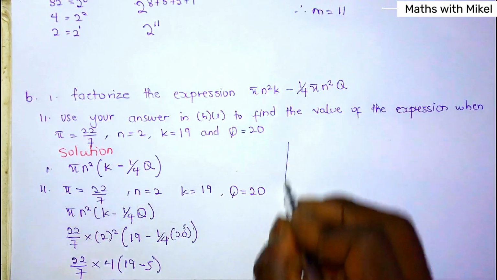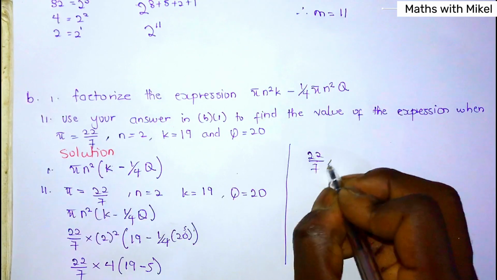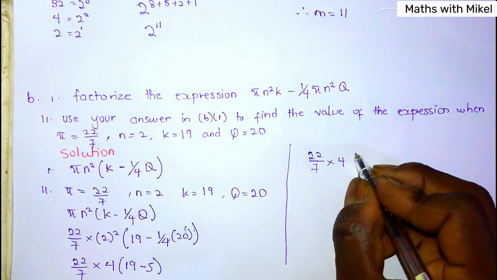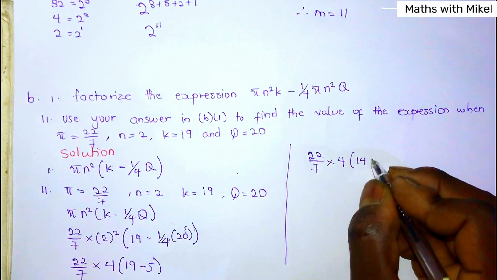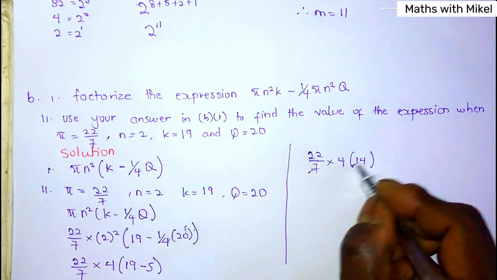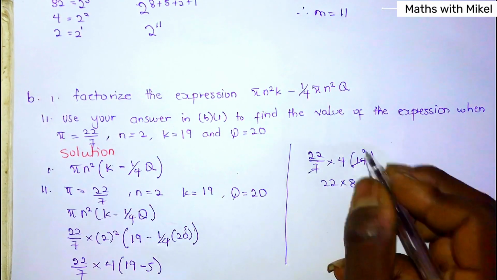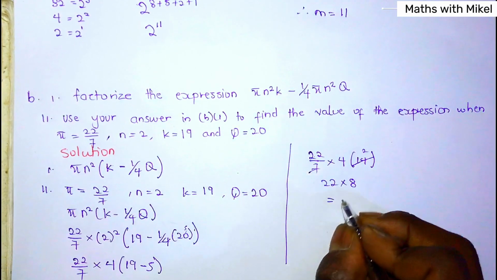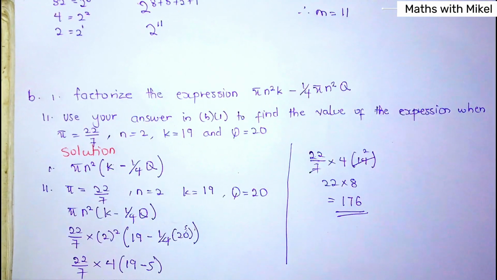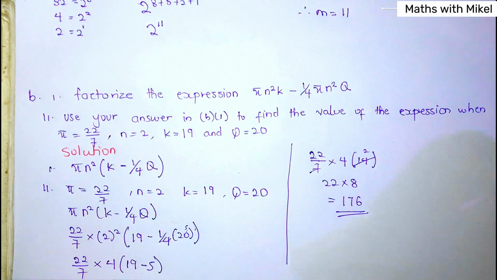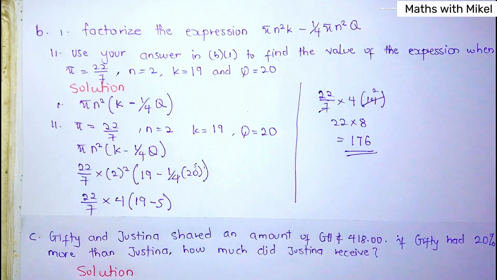So let's continue here. 22 over 7 times 4, 19 minus 5 is 14. 7 can cancel 14, we get 2. We get 22 times 4 times 2, which is 8, and this gives us 176 for the B. Okay, now let's move on to the last part of the question under question 3.